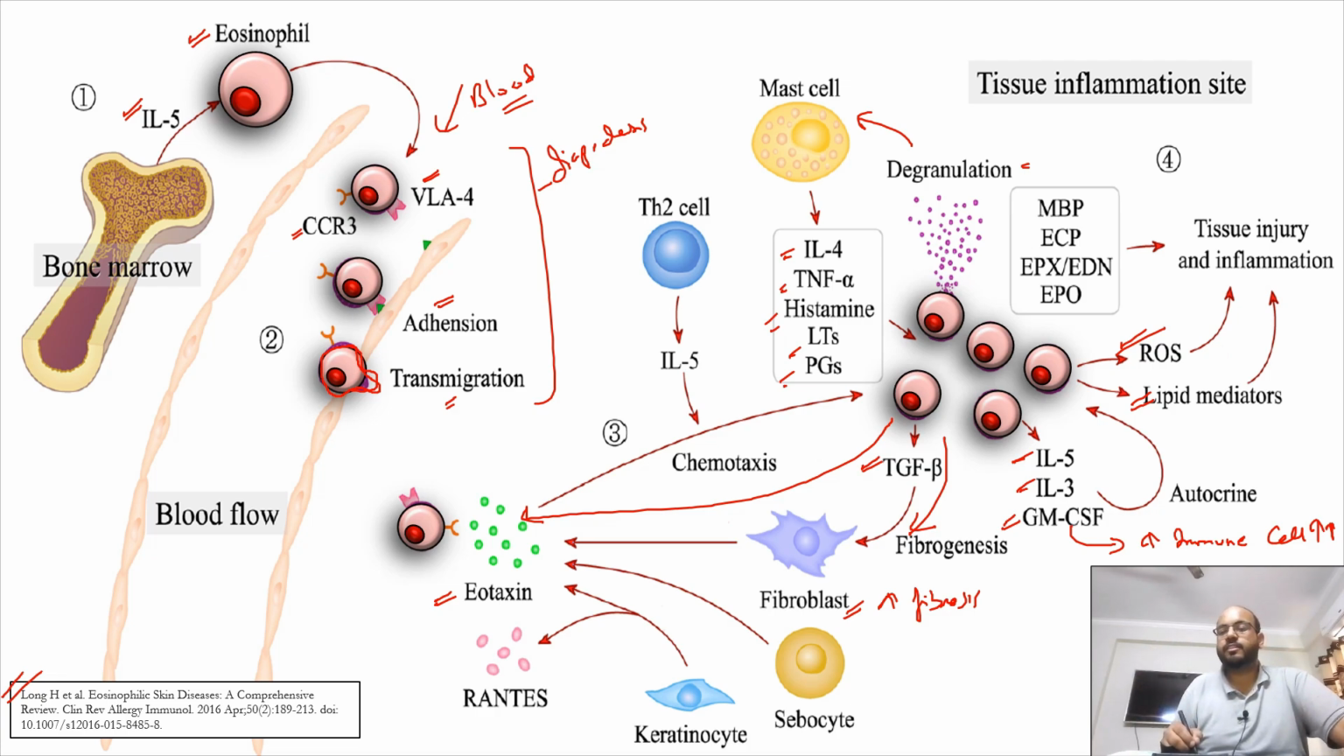Now, because of reactive oxygen species and lipid mediators and the degranulated proteins like eosinophilic cationic protein, major basic protein, and eosinophilic peroxidase, all of these chemicals will increase tissue injury and inflammation. So that is what eosinophils are doing. Eosinophils under the stimulation of IL-5 are called from bone marrow. They go through blood vessels and they release their granules, and these granules will cause tissue injury and inflammation. They will also call other immune cells to the site. Clear? Let's move forward.